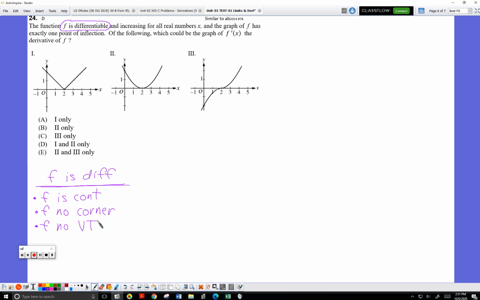F being differentiable means at every single point on F, I can find the tangent slope of F. So if F is differentiable, that means there are no points on F where I cannot find the tangent slope. Here are the reasons that would cause you not to be able to find the tangent slope. If F has a discontinuity, you can't find the tangent slope at a discontinuity. If F has a corner, you can't find the tangent slope where F has a corner. If F has a vertical tangent, you can't find the slope there. So does anyone want to talk more about what is meant by F being differentiable?